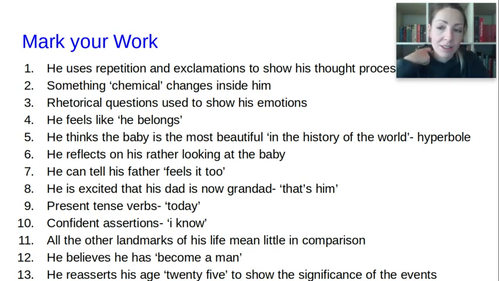There's a lot of present tense verbs which show that it's something important happening to him now. We get the use of the word today. He's confident, isn't he? There's lots of assertive language where he says, "I know this is." All the other landmarks of his life, he talks about driving and drinking, doesn't he? Mean little in comparison. He believes he's become a man, and it finishes by him reasserting his age, "I am 25," to show the significance of the events. Okay, so lots there. Give yourself a mark out of 10, and if you want to put an estimate on for your teacher, you can do.